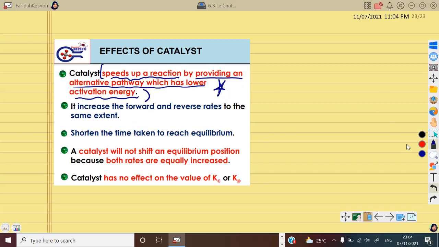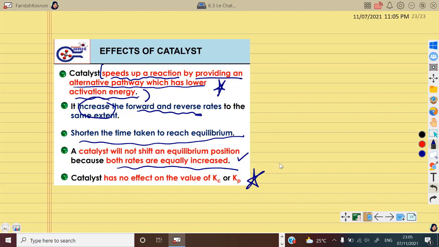Jadi maksudnya bila kita tambahkan catalyst untuk sistem itu mencapai keseimbangan yang baru tu, dia punya rate forward and reverse itu akan bertambah. Maksudnya lagi cepatlah dia nak capai equilibrium. Okay, so shorten the time taken to reach equilibrium, saya baru sebut tadi, and a catalyst will not shift an equilibrium position because both rates are equally increased. Maksudnya kesan kita tambahkan catalyst tak akan mengubah kedudukan equilibrium. So catalyst has no effect to Kc or Kp value.